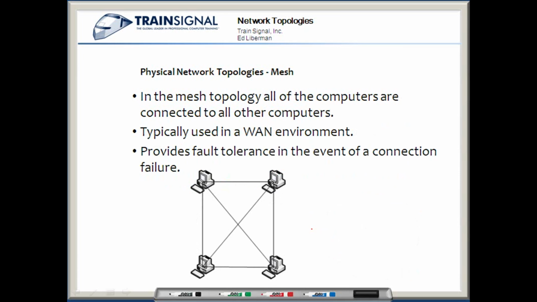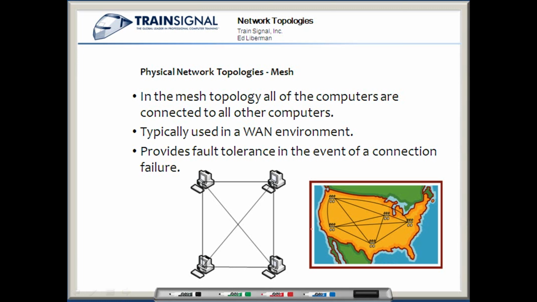Next, we have the mesh topology. In the mesh topology, all of the computers are connected to all other computers. Well, but not really or not necessarily. First of all, it typically is used in a WAN environment. So maybe this picture would be better.